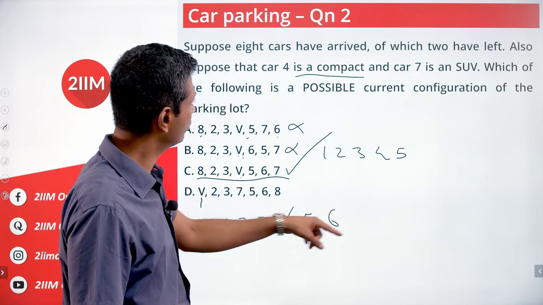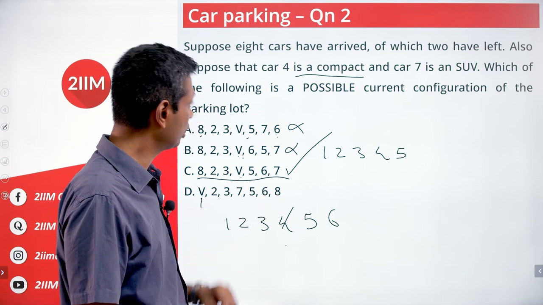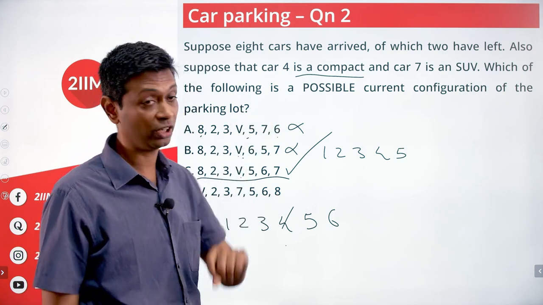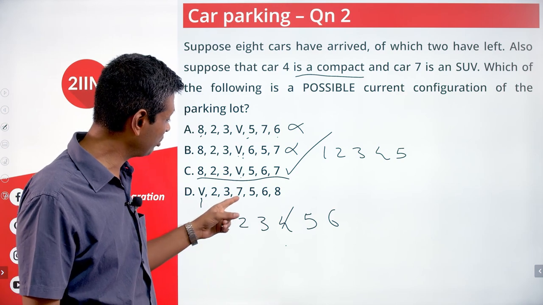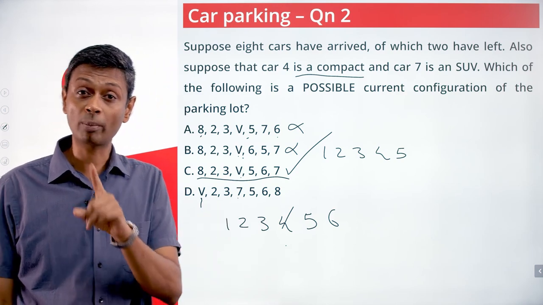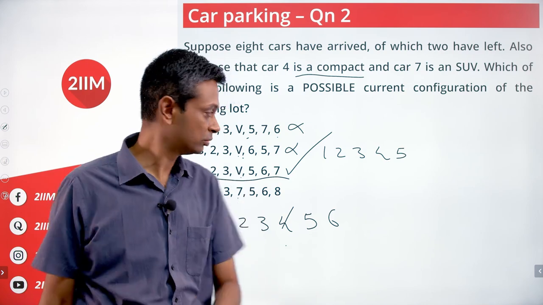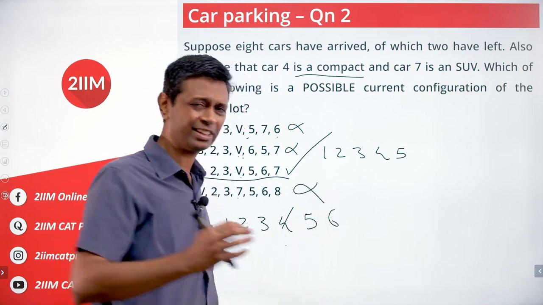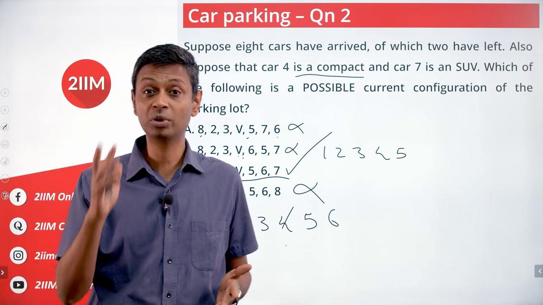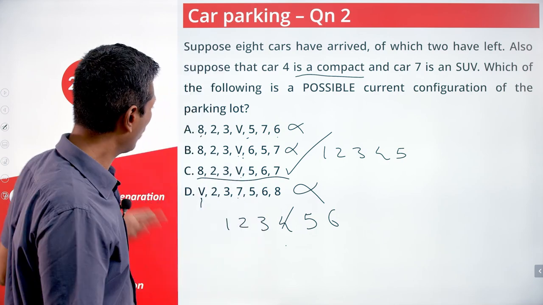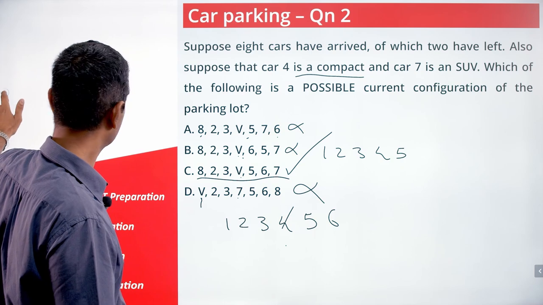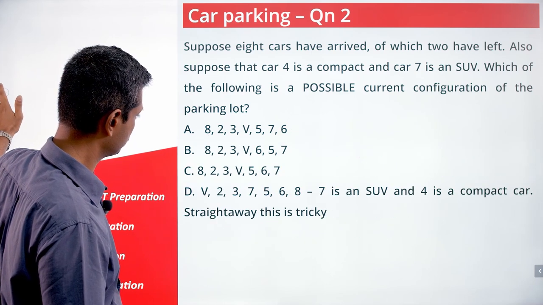When 7 comes in, 7 can't sit here because 4 is a compact and 7 is an SUV. 4 being replaced by 7 is not possible because 4 is compact. It would occupy only one slot, whereas 7 is an SUV and needs 2. Therefore, this is not possible. Number to number it matches, but compact to SUV we have a problem. And so 1, 2 and 4 are not possible. C choice is possible. That's where we stand.